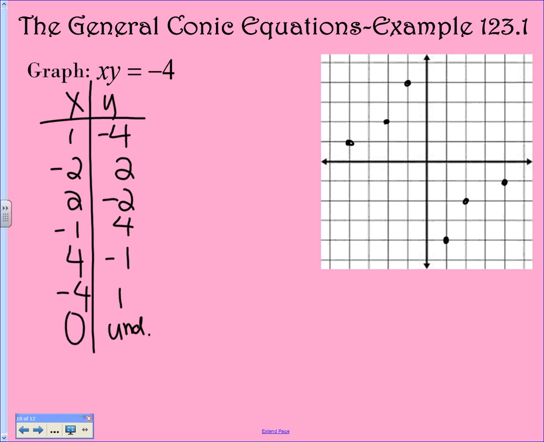No, it's not a hole. It's an asymptote. Does that make sense? So it doesn't work there? Okay, so what does our graph look like?